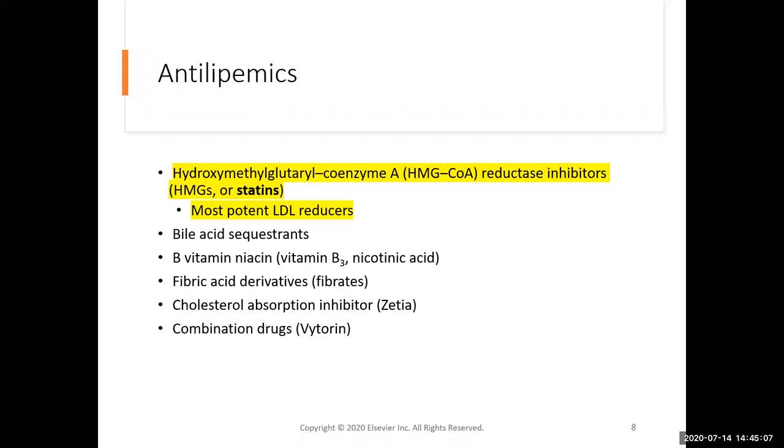We're going to focus on the hydroxymethylglutaryl coenzyme A reductase inhibitors, HMG-CoA reductase inhibitors, or we call them statins. It's just the easiest thing to say. That class is referred to as statins. And so we do know these are the most potent LDL reducers, and these are the ones you're most commonly going to encounter.